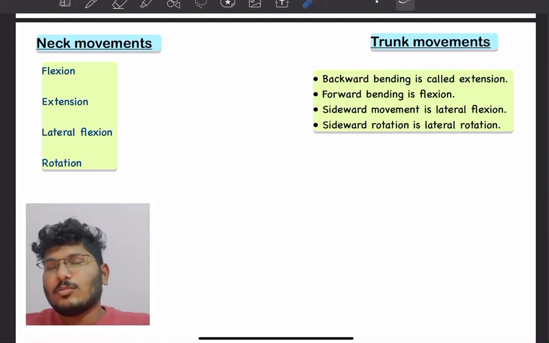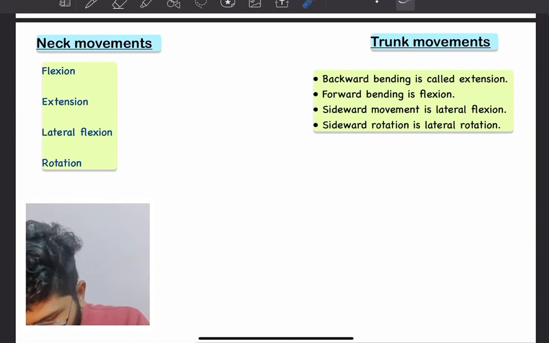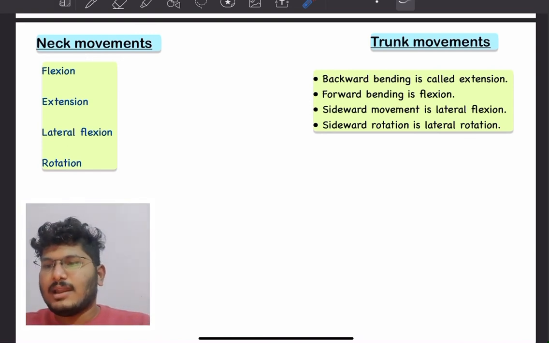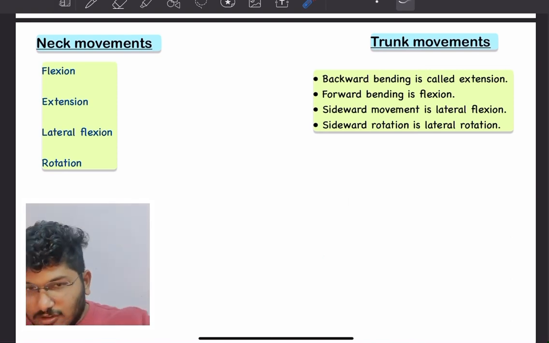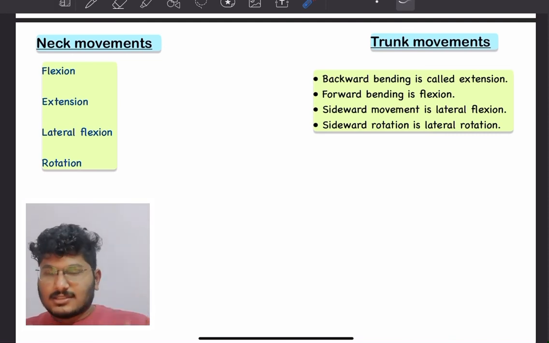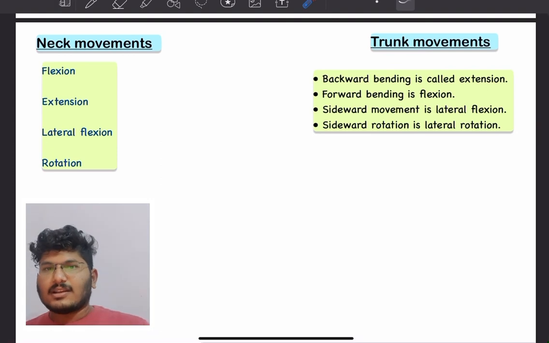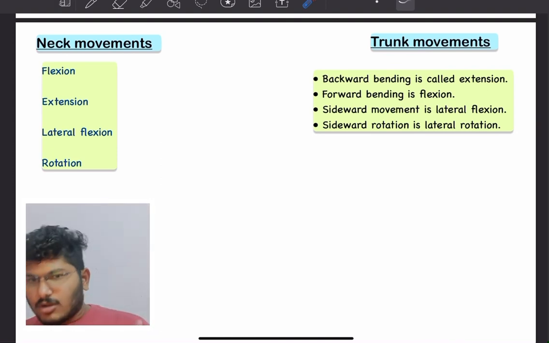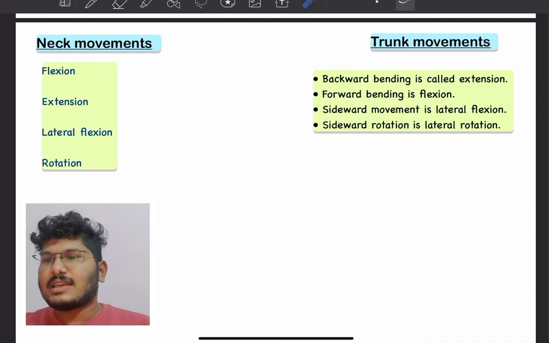But here trunk movements are just forward bending and backward bending. If I bend like this at the level of my hip joint, it is called flexion of my whole trunk. My whole trunk is now contributing to one of the articular surfaces. So this is called flexion of my trunk. Similarly, getting back to the normal position is called extension of my trunk. Flexion of my trunk and extension of my trunk, both of them are occurring at the level of my hip joint.